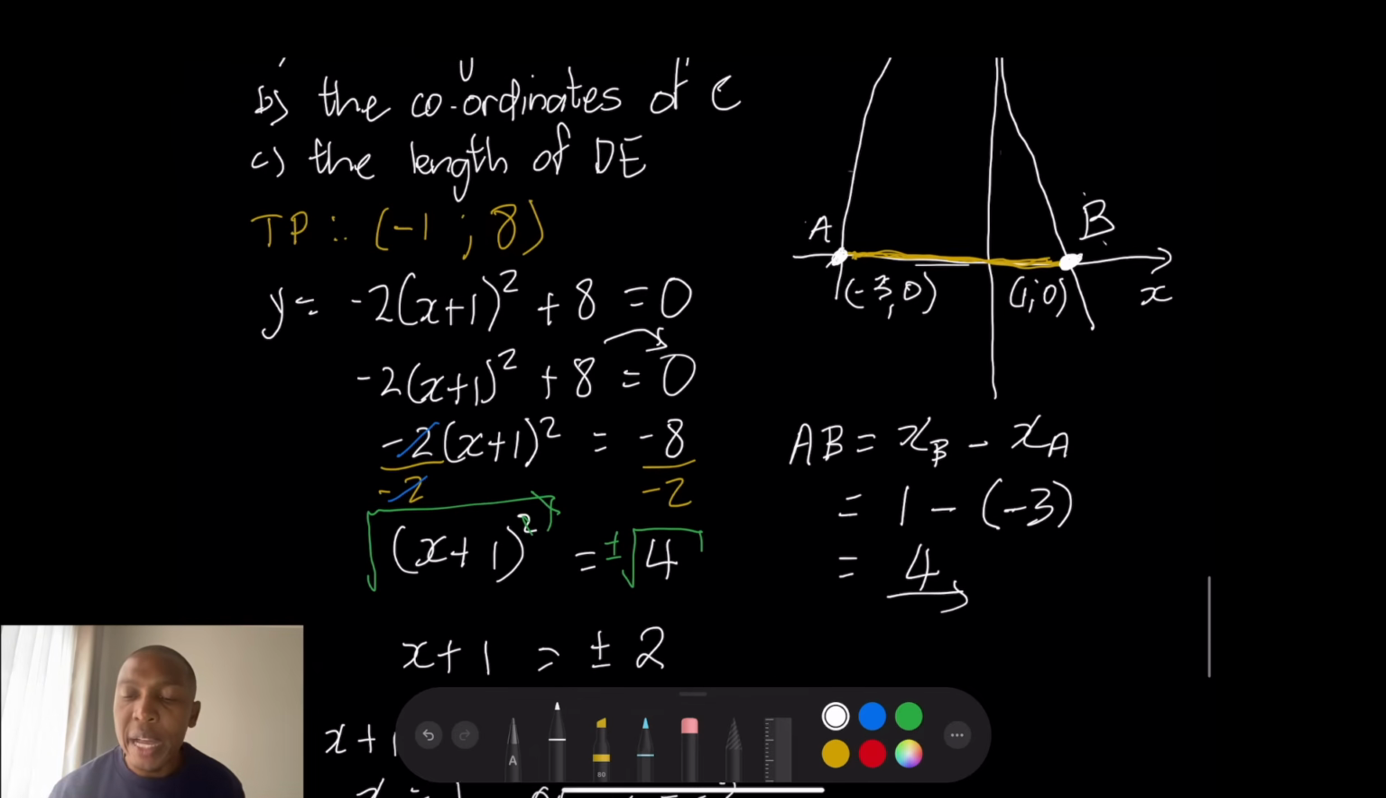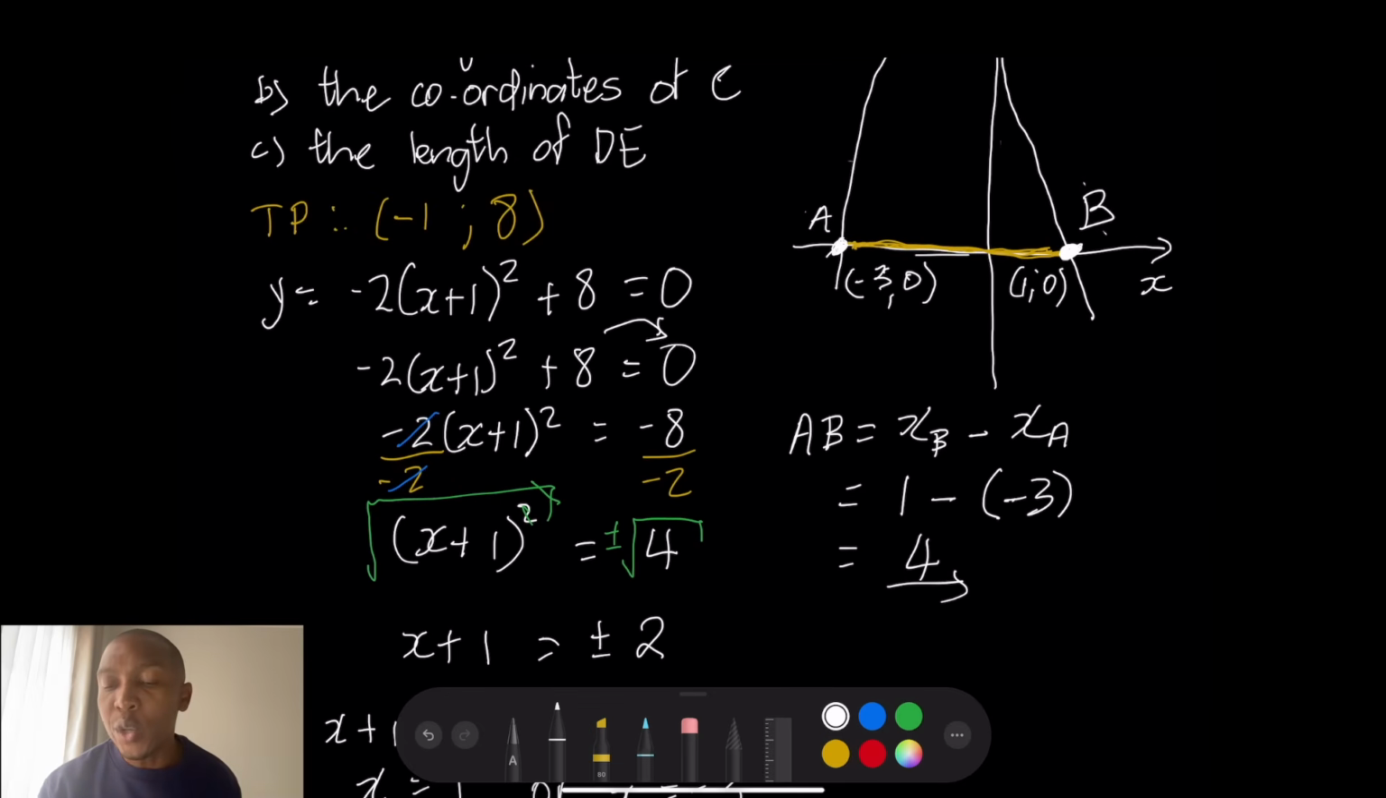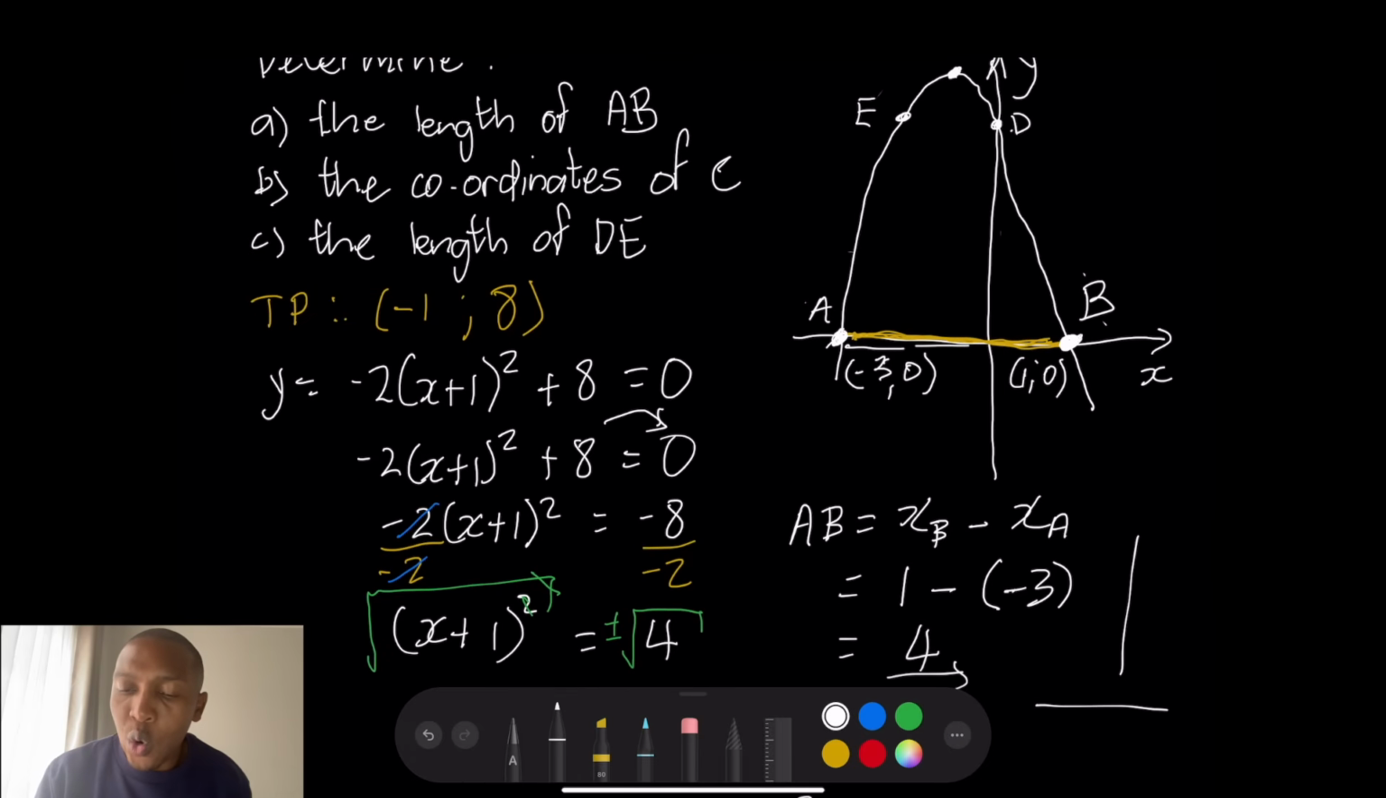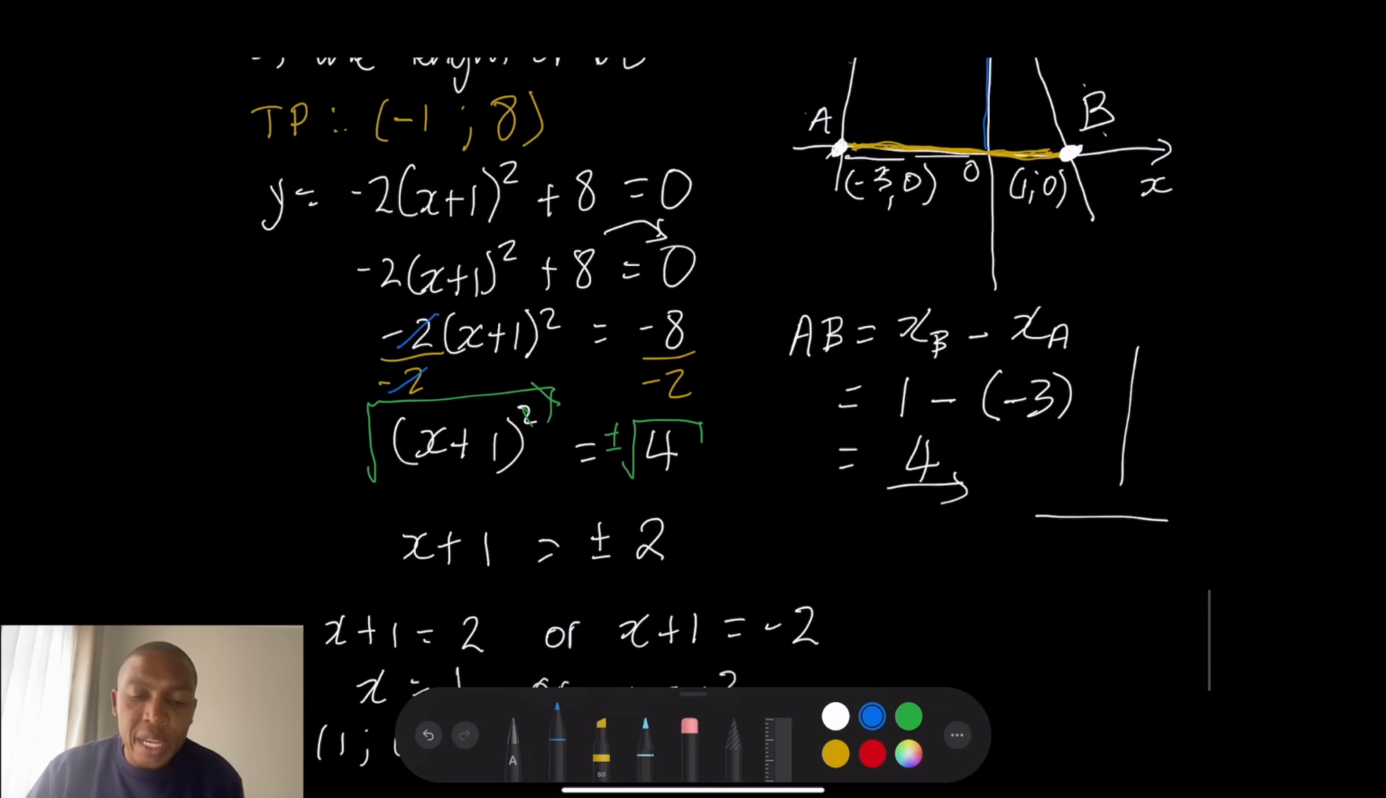Now please keep this in mind. This is a horizontal distance, AB. Vertical is in that way, horizontal is that way, right? So if we're looking for a vertical distance, let's say we call that O there, and you now want, let's say, OD for argument's sake, all you do is take the difference of the y values. Just keep that in mind for the future. It might come in handy.